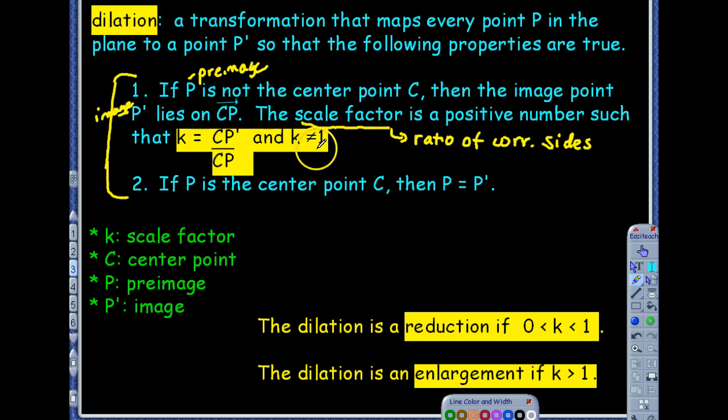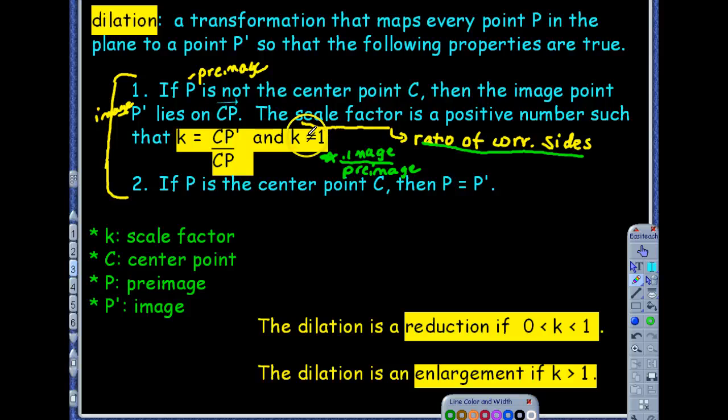Now, notice something that people struggle with, because we usually think pre-image over image, but when you're doing scale factor, it's got to be the image over pre-image. I'm going to even make a note of that. That's a very common thing that people will forget. So you can think of scale factor as the ratio of corresponding sides. That's if they give you the corresponding sides of your pre-image and image.